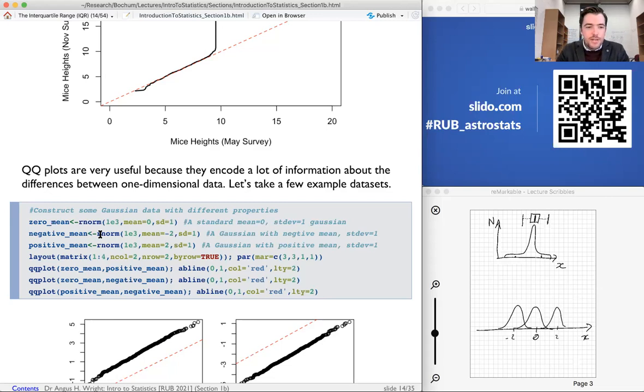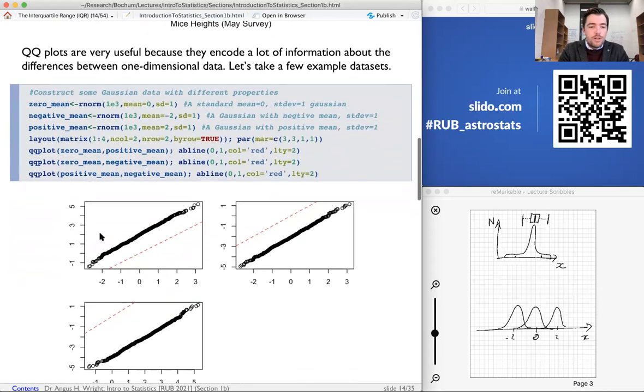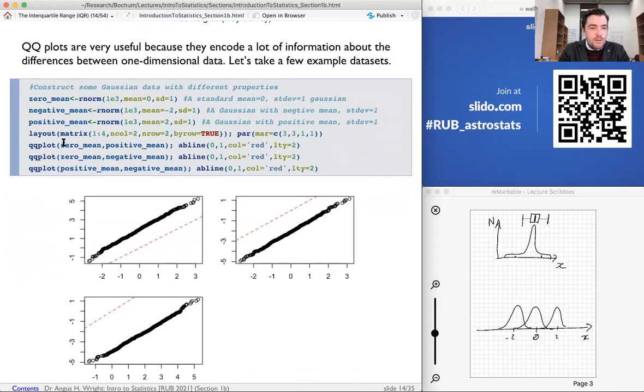Okay, so these are our three data sets: 0 mean, negative mean, positive mean. And I'm then going to plot the QQ plot for these different data. What you can see is that if I plot the 0 mean versus the positive mean first, the 0 mean is on the x-axis here, the positive mean is on the y-axis. I haven't plotted the labels on the x and y-axis here, which is extremely naughty of me. I'll make sure that I change that in the lecture notes so that you don't learn bad habits.